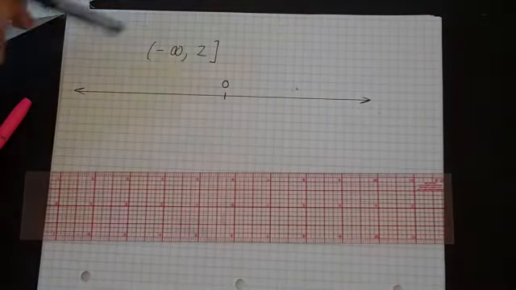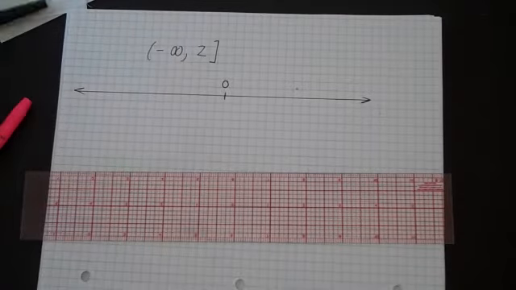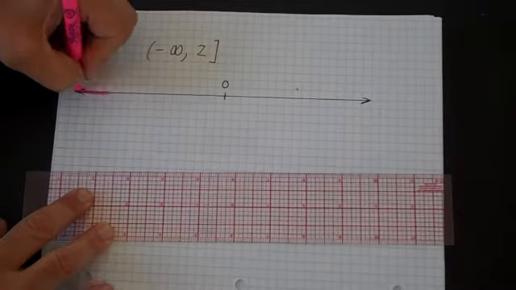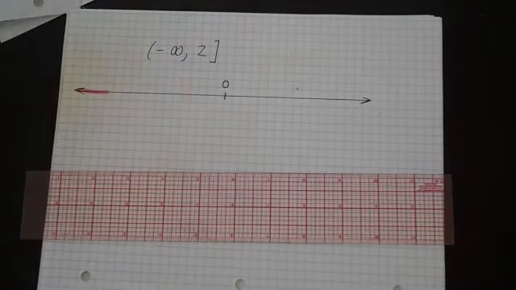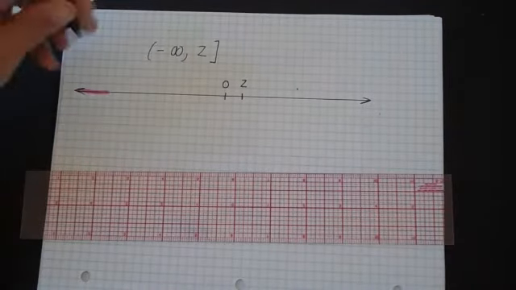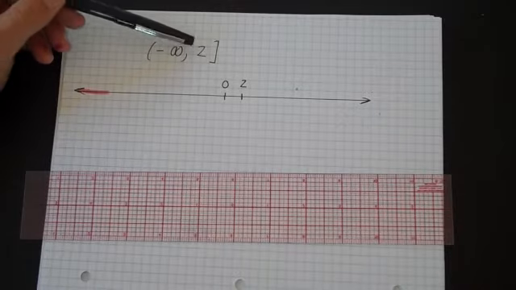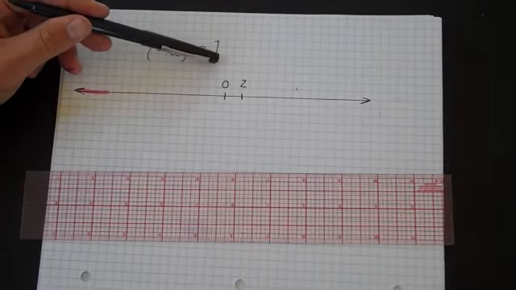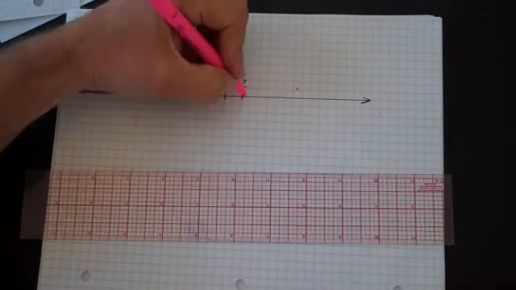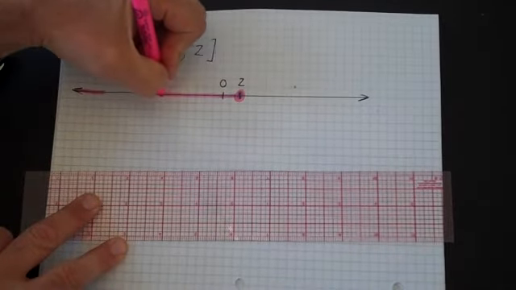So the first number will always be the most negative number. The most negative number is negative infinity, which means you're going to go forever in the left-hand direction. And you're going to go all the way to 2. So there's 2 right there. But we need to think about whether or not we include 2. So we go from minus infinity to 2. And since this is a closed bracket, that means we are going to include 2. So that means it's going to be a closed dot. So we draw a closed dot there. And then that's going to be our graph.